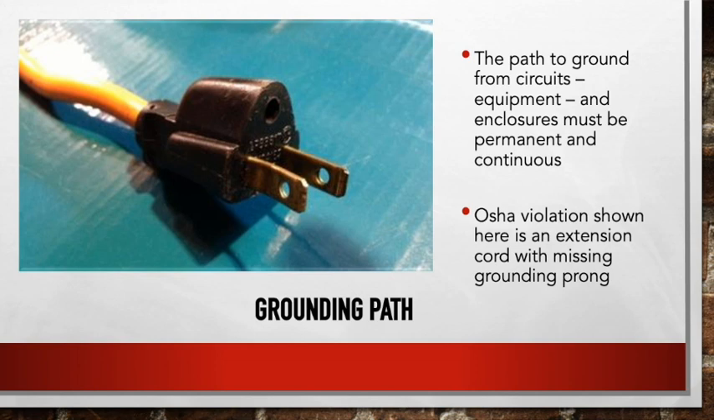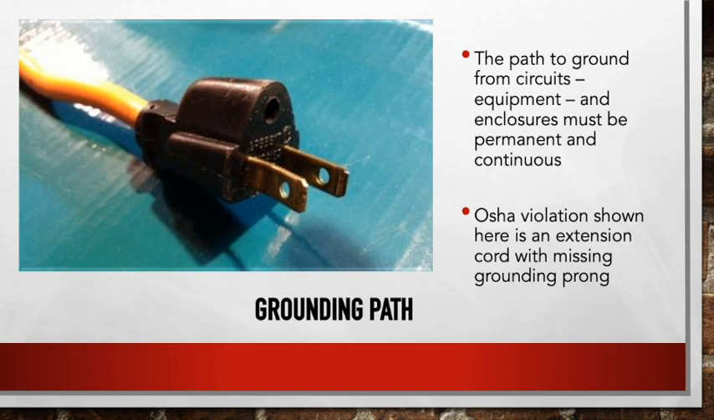As I mentioned earlier, it essentially takes any rogue energy and disperses it into the ground, because the ground has moisture in it. So the path to ground from circuits must be continuous, and the ground wire needs to be designed to draw, needs to have essentially low resistance. It needs to draw that energy.